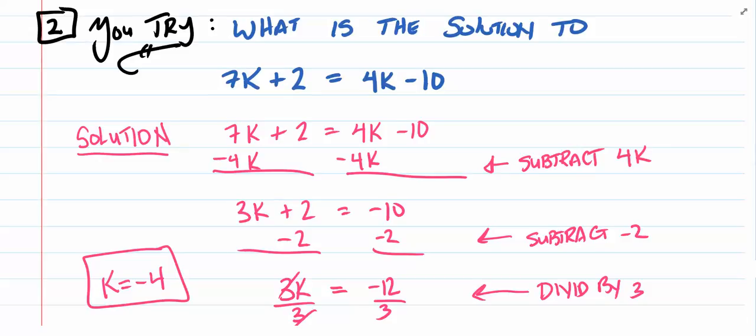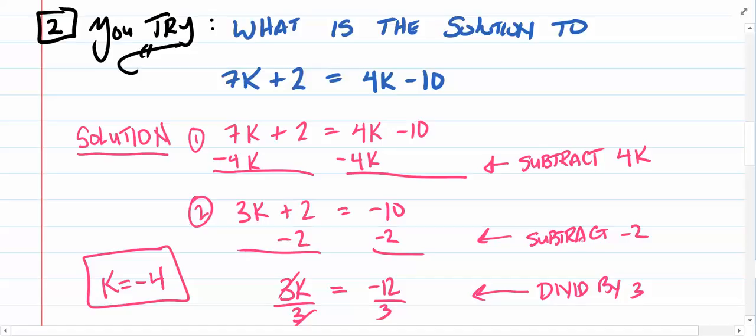Okay, the correct answer is k is equal to negative 4. So the first thing that I did was I subtracted 4k from both sides. So let's call this step number 1, and that gave me 3k plus 2 is equal to negative 10. Then I subtracted 2 from both sides, call that step number 2. And that gave me 3k was negative 12, and then finally I divided by 3, so call it step 3, and I got k is equal to negative 4. So hopefully you're seeing that these are simpler equivalent equations that we are using to solve two-step equations.